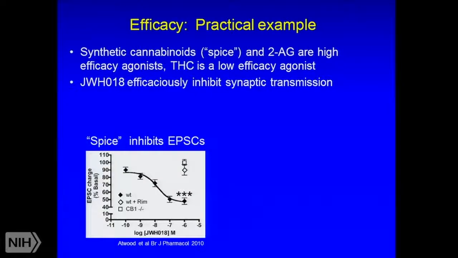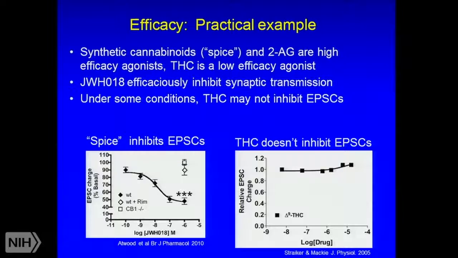And here's an example showing that JWH18, which is an early spice compound, potently inhibits EPSCs. You can see increasing concentration of JWH18 inhibits EPSCs by about 50%. That's antagonized by rimonabant, so it's CB1 mediated, and it's absent in CB1 receptor knockout mice, so that's CB1 mediated. However, if you look in this same system, so these are cultured hippocampal neurons, THC over a wide range of concentrations does not inhibit EPSCs. So in this system, THC actually acts as a neutral antagonist.